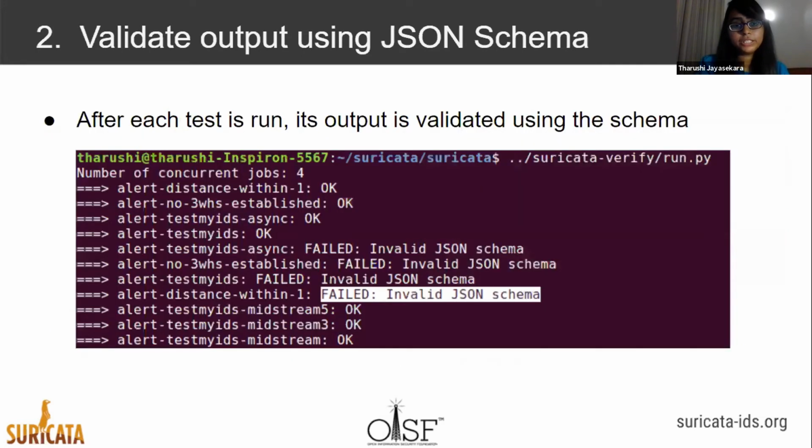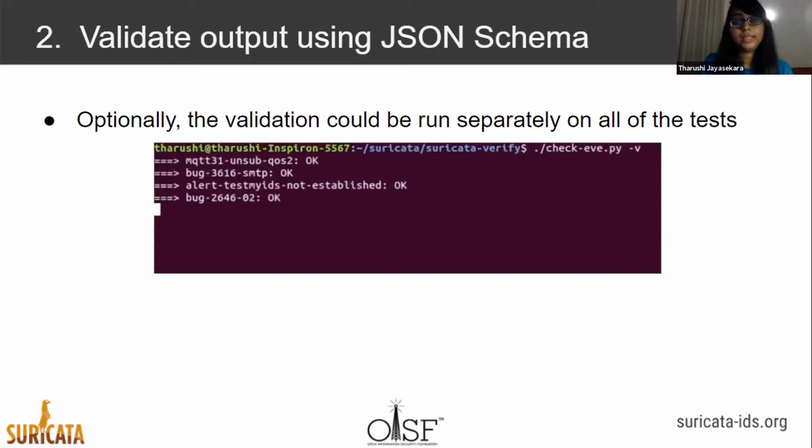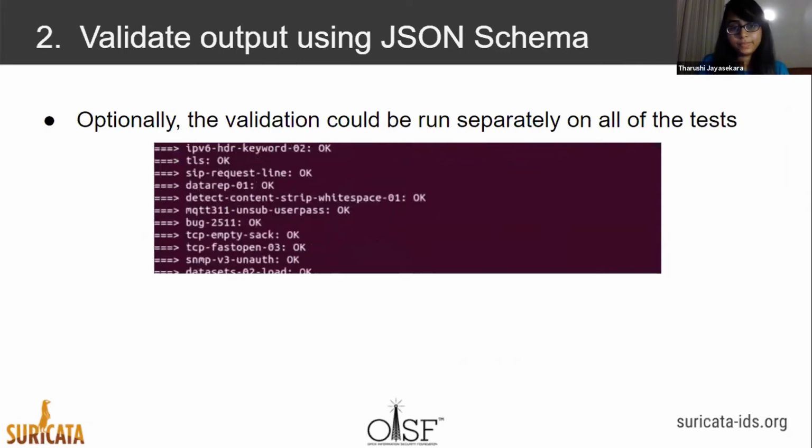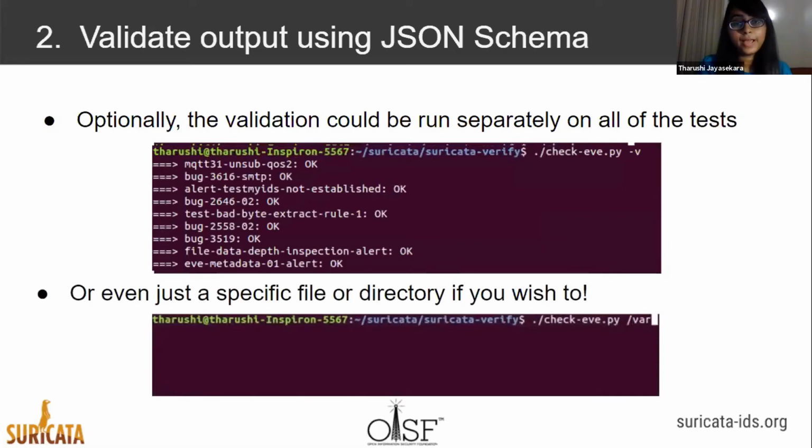After each Suricata verification test is run, its output is validated with this schema. If the eve.json output does not follow the rules of the schema, it fails with an invalid JSON schema error. Optionally, you can also run this on all of the tests by running the check-eve.py script that we've introduced, or even just a specific file or directory by giving it as a parameter.